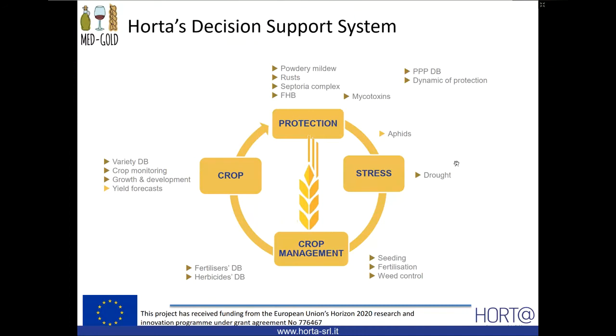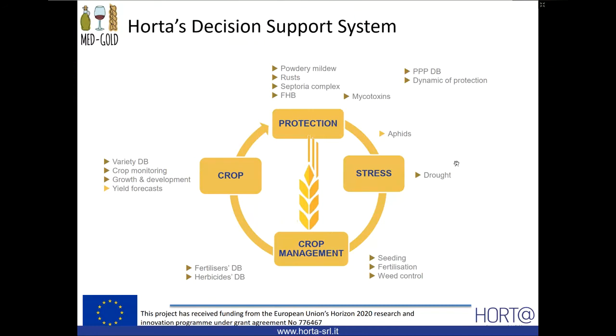About strategic decisions, we have models to help to find the best density of sowing. So we have recommendations about seeding and a fertilization plan with different doses and timing of application of nitrogen, different recommendations according to previous crop, expected yield, and so on.